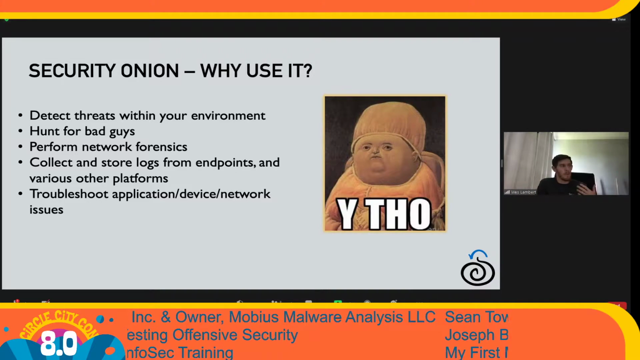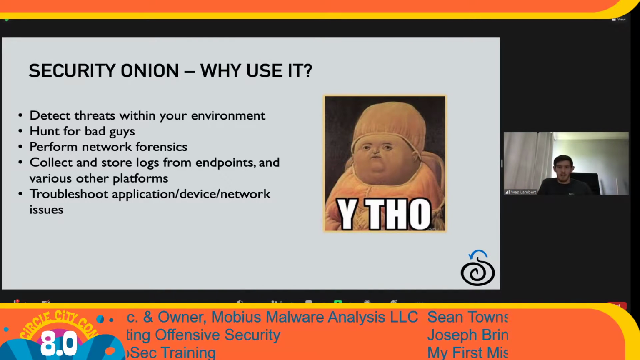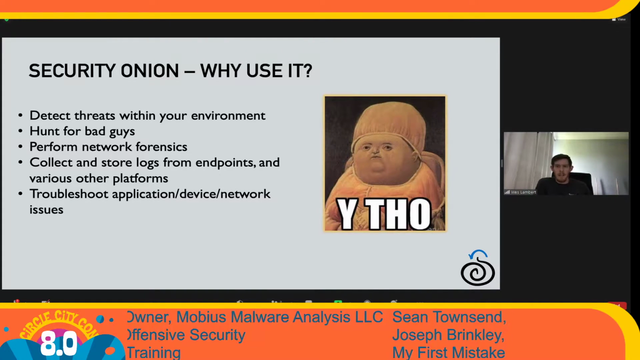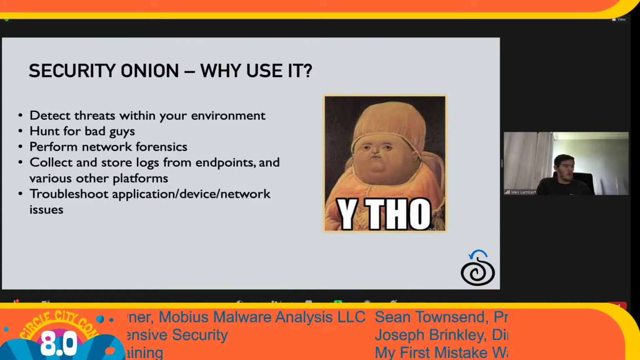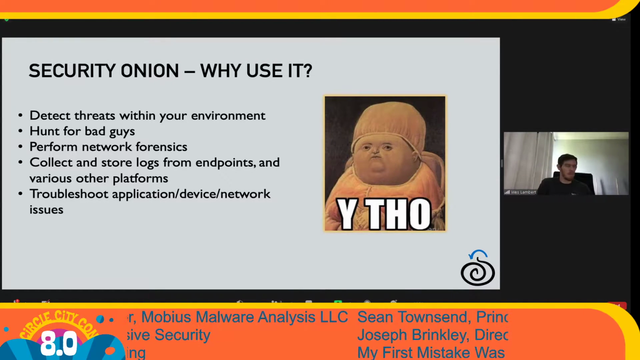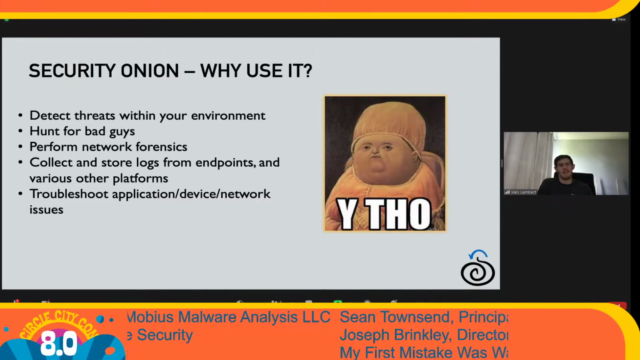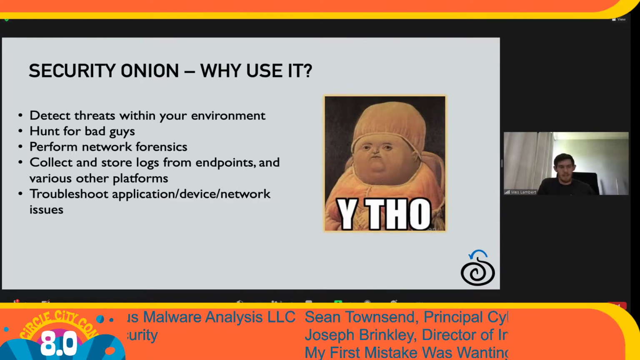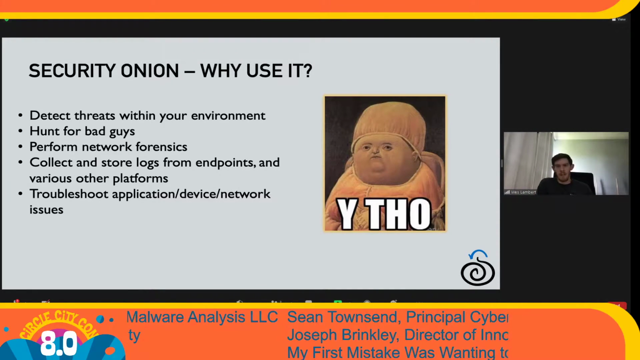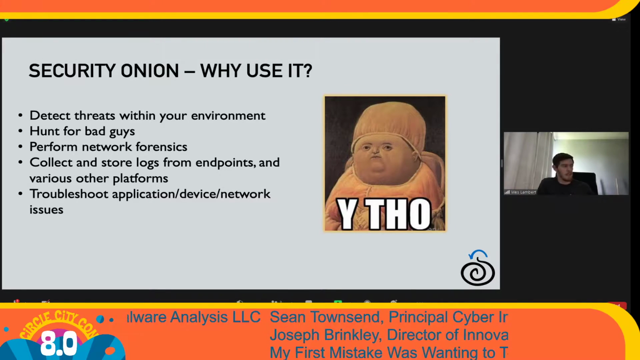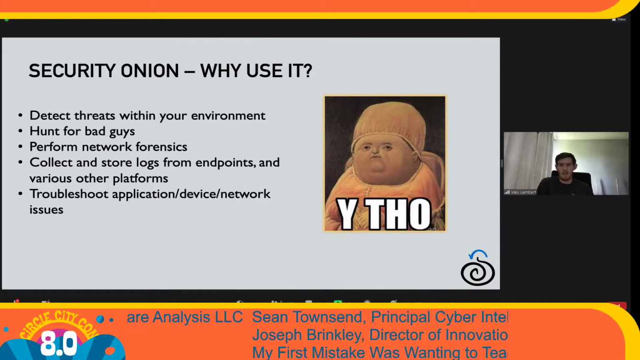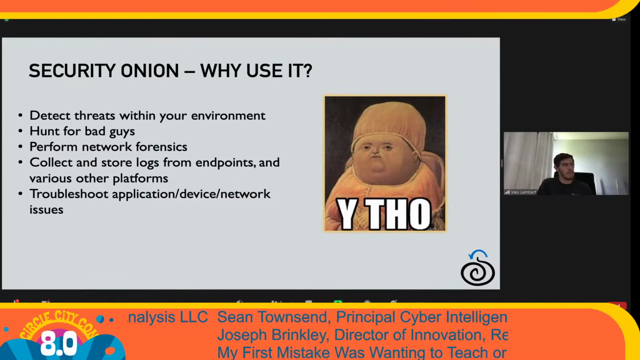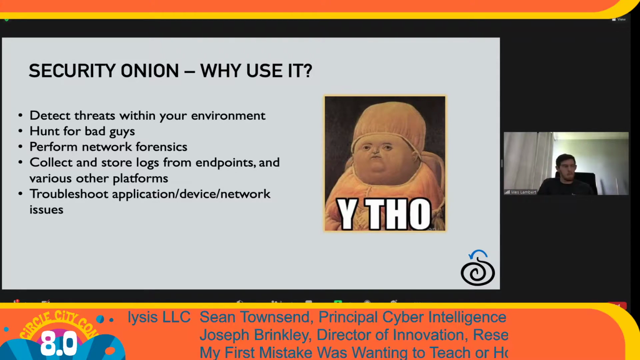There's the ability to perform network forensics, collect and store those logs that we mentioned from those endpoints, and then even troubleshoot things within your network, or troubleshoot application behaviors and misbehaving devices on your network. There've been tons and tons of times where myself and other folks have identified misbehaving applications or services and been able to reach out and help other folks to fix that just by using Security Onion, right? So it's not always just about detecting bad stuff, but there's a lot of overall visibility that can be gained by using Security Onion.